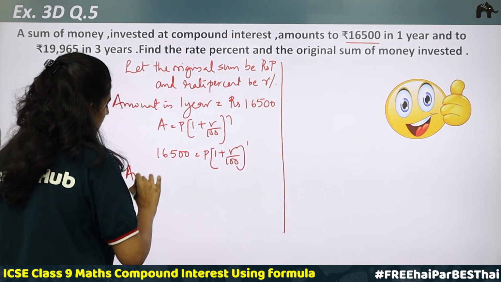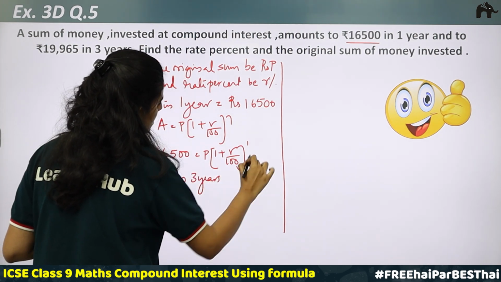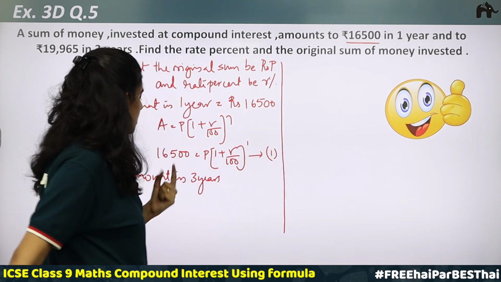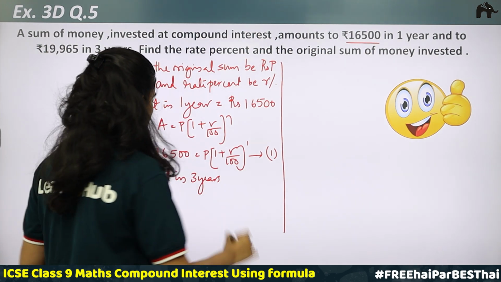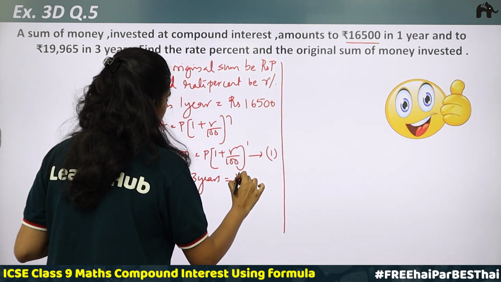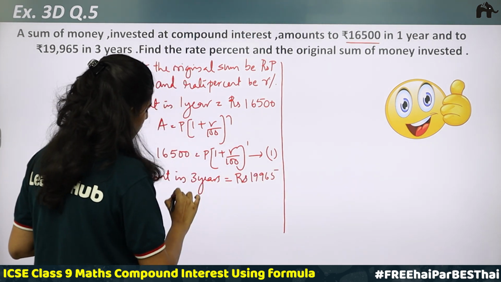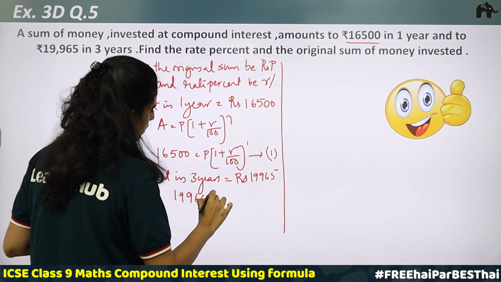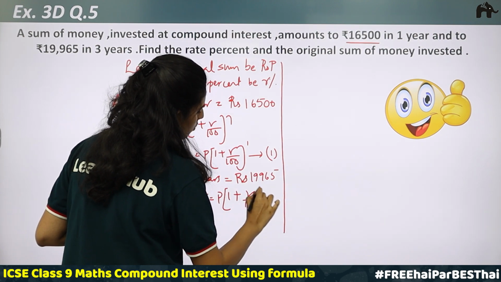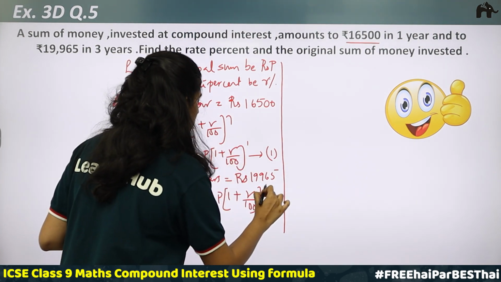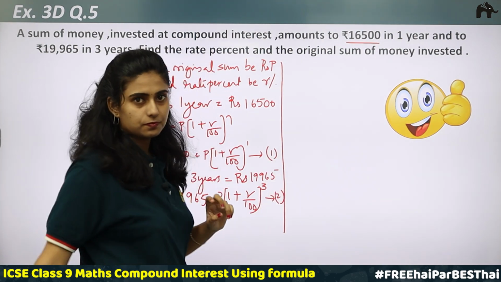We'll take this as equation 1. Now, amount in 3 years is given. So, what is the amount in 3 years? Amount in 3 years is equal to rupees 19,965. Therefore, 19,965 will be equal to P into 1 plus R by 100. Here what is the N value? N value will be equal to 3. We will take this as equation 2.